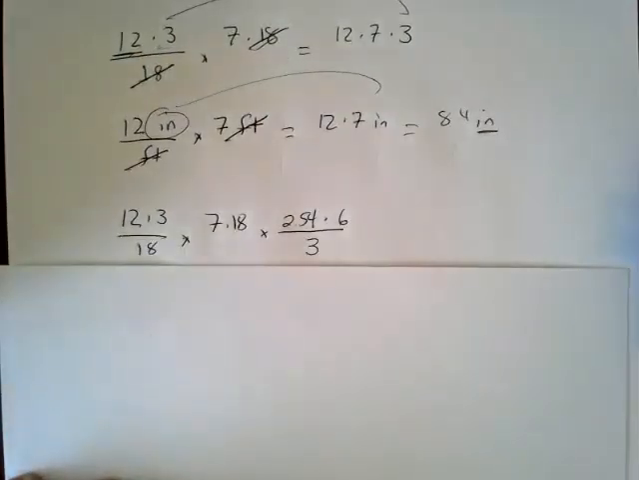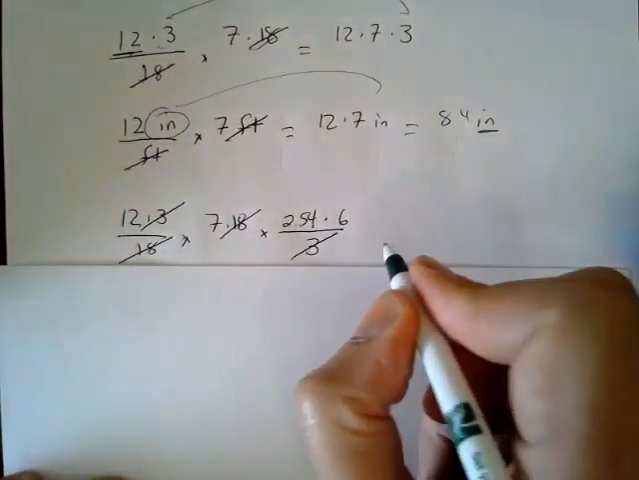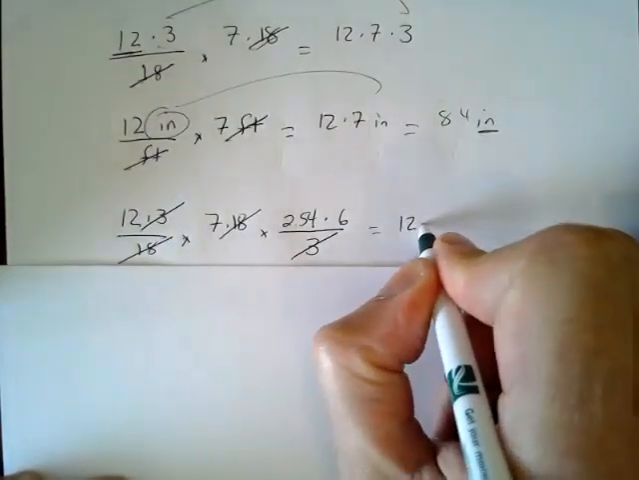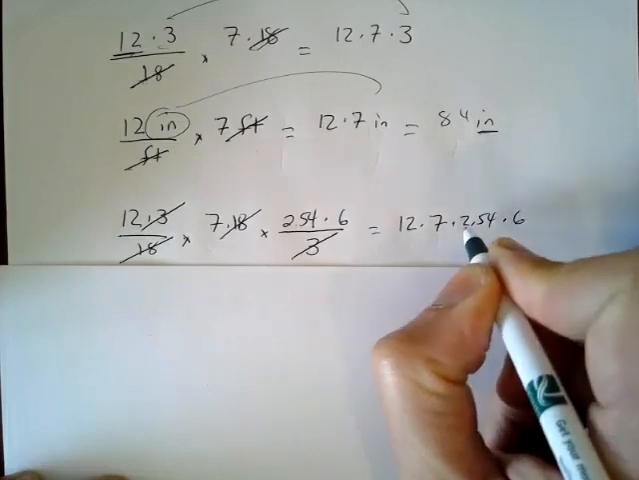So here's a similar problem. You might even guess where this is going. But if we took 12 times 3 times 18 times 7 times 18 times 2.54 times 6 divided by 3, I'll give you a second to write this down if you're taking notes. So we're going to cancel the things that look identical to one another. The 18 and the 18 look identical. The 3 and the 3 in this case look identical. And we would be left with 12 times 7 times 2.54 times 6.